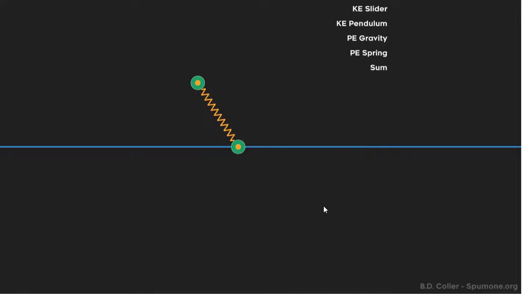Sometimes it swings all the way up almost to the top. Sometimes it actually makes it over. Not sure we're going to see it right here, there it goes. It went over. But yeah, another interesting dynamic system. So let me pause this thing. Let me see if I can remember how to pause it. There we go. I paused it.